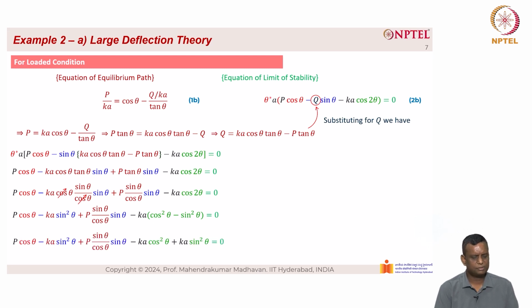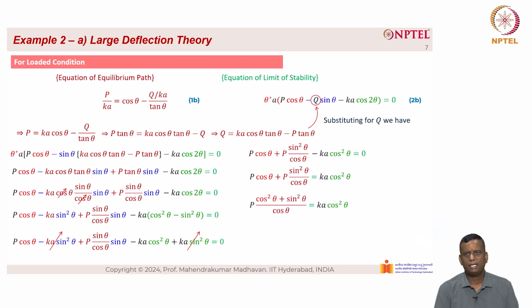So when we expand this further, we get the following equation: p cos theta minus ka sin square theta plus p sin theta by cos theta into sin theta minus ka cos square theta plus ka sin square theta equal to 0. We can see that there is minus ka sin square theta, the second term, and the last term plus ka sin square theta, which again can be cancelled. So we have p cos theta plus p sin square theta by cos theta minus ka cos square theta equal to 0. This can be further simplified as p cos theta plus p sin square theta divided by cos theta is equal to ka cos square theta, which is taken to the right side.